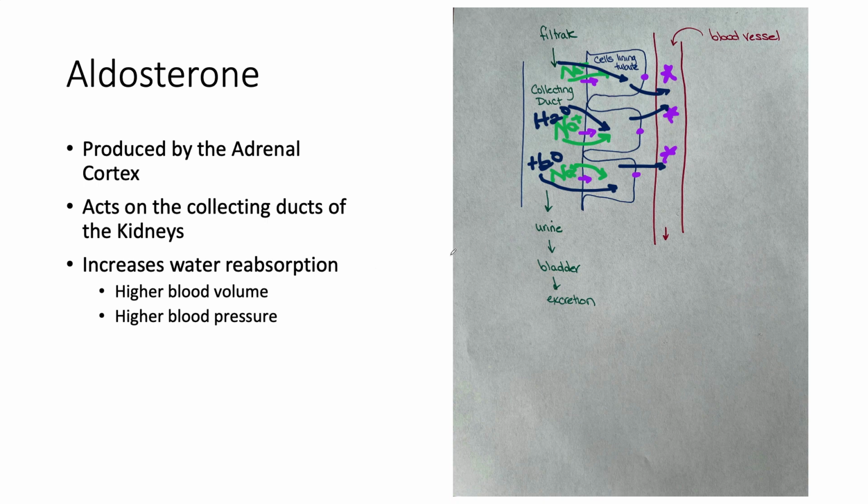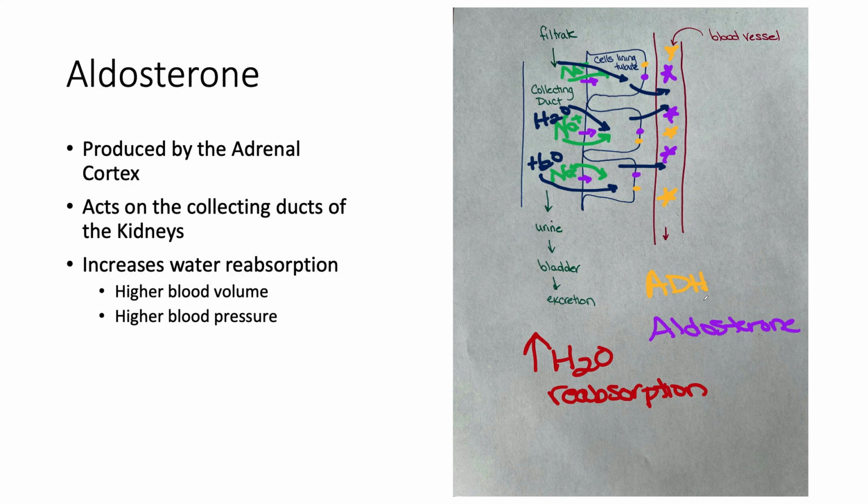Now remember, we also have another way to conserve water. Remember, we learned about ADH, which does a similar action in that we're going to bind to these kidney tubule cells and cause the insertion of aquaporins onto this apical surface. Both ADH and aldosterone are going to cause increase of water reabsorption, but they do it in slightly different ways.